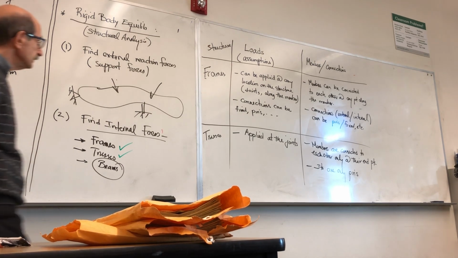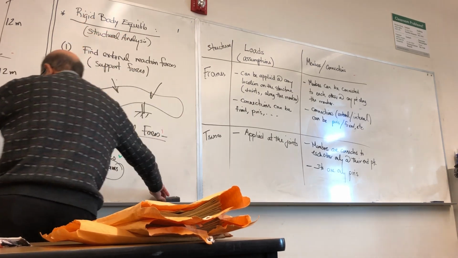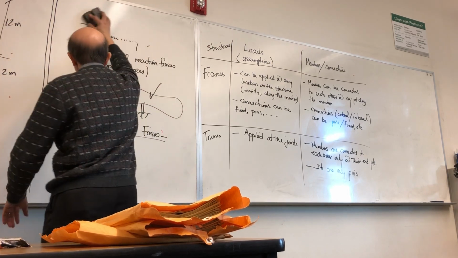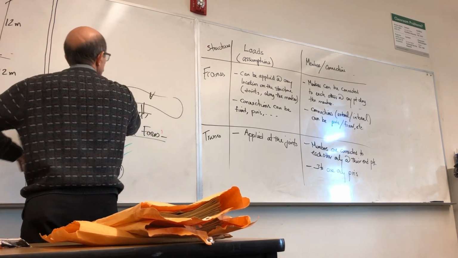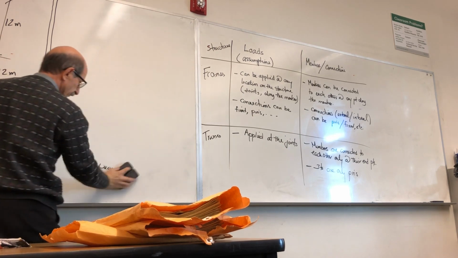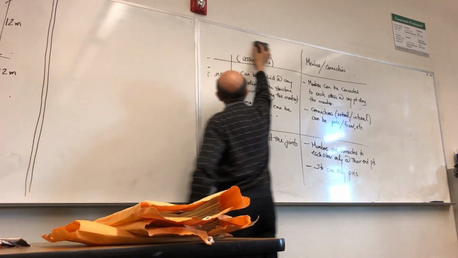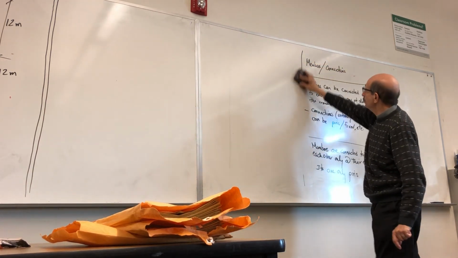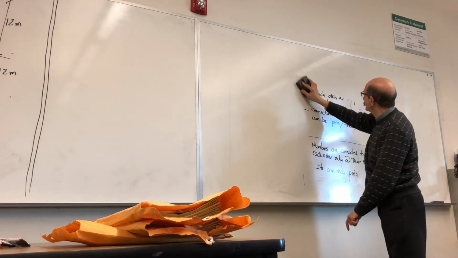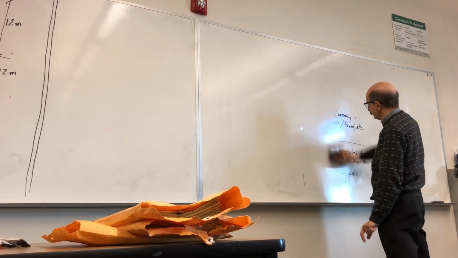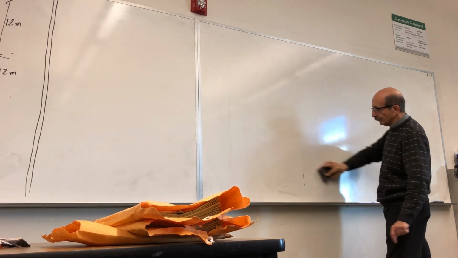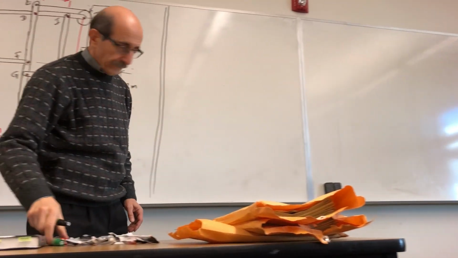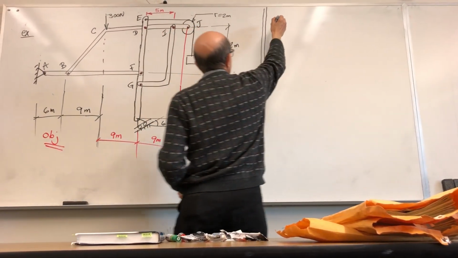Okay, with that said, I cheated a little bit. I kept this drawing, in fact, to save some time and maybe can do more in this section than I did in the previous section, okay? All right, so let's see. So we will start with frames as the first step for rigid body equilibrium, okay? So frames.